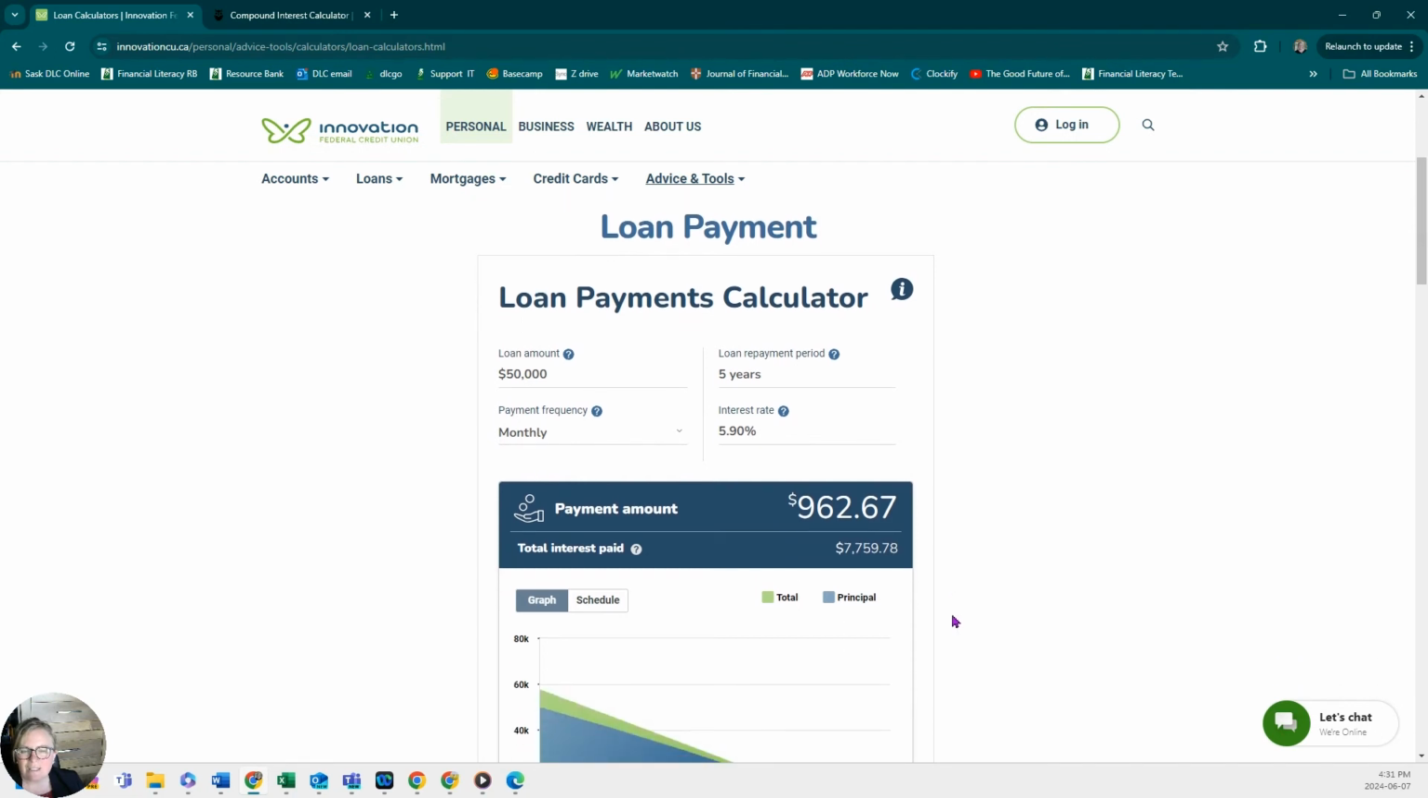Now, some people say, well, I'm going to put it over 7 years. Now you have to be careful. That's where negative equity comes to play. And so, yeah, you've dropped your monthly payment from 900 and some to 700 some, but look at how much interest now I'm paying, $11,000 in interest versus what it was before, which was $7,700. So almost a $4,000 difference just for those 2 years.